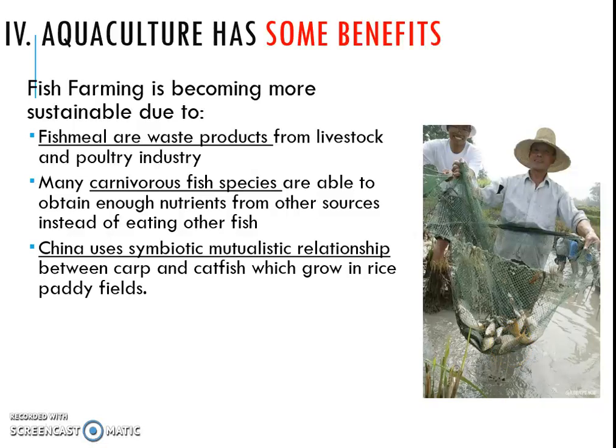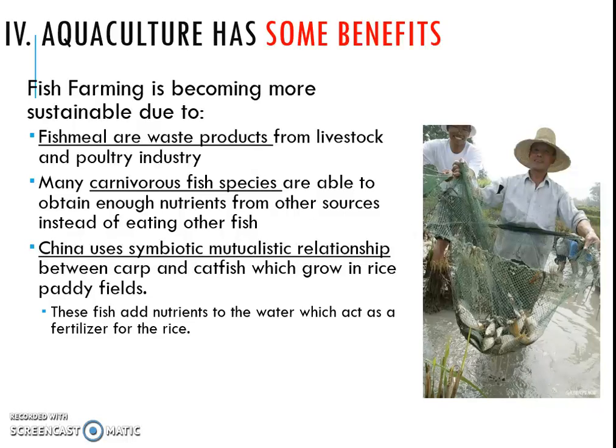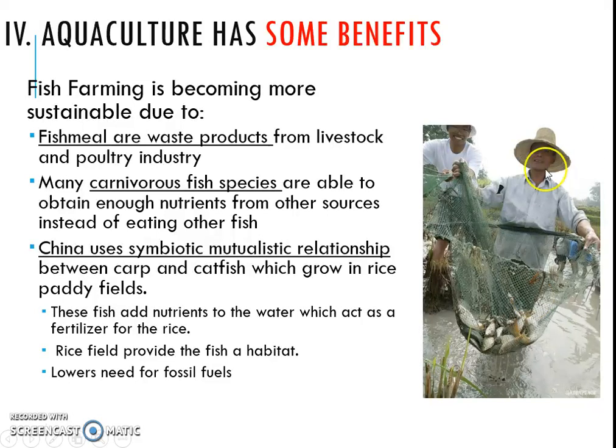China is using this really cool symbiotic, mutualistic practice, mutualism meaning lots of things are benefiting, by putting its fish in the rice paddy fields, which allows the fish to poop and create fertilizer for the rice. It allows the rice to create a habitat for the fish, which lowers the need for fossil fuels because these people don't have to do as much work, because the rice and the fish are helping each other, and they lower the need for pesticides, antibiotics, and fertilizer, which are all pollutants. So way, way cool if you do it in this really nice mutualistic way.